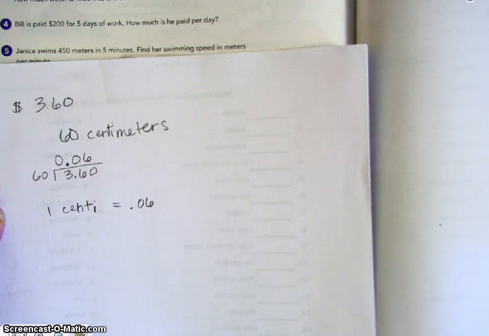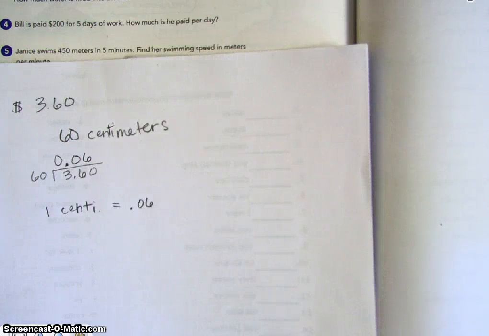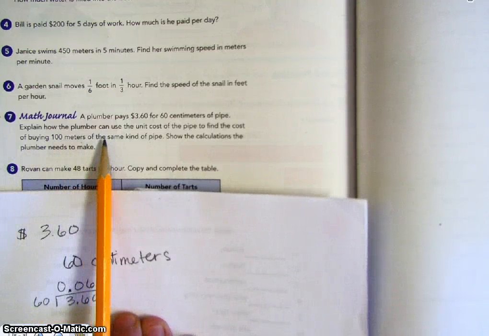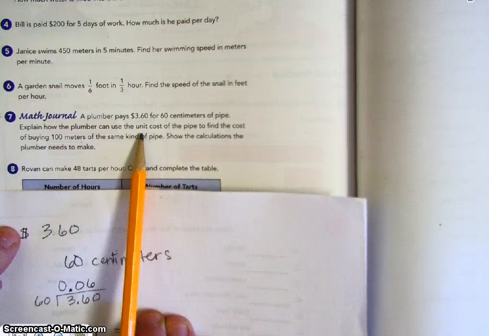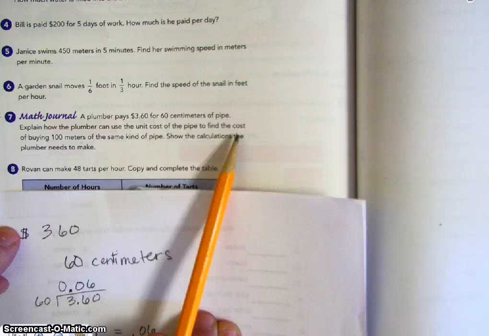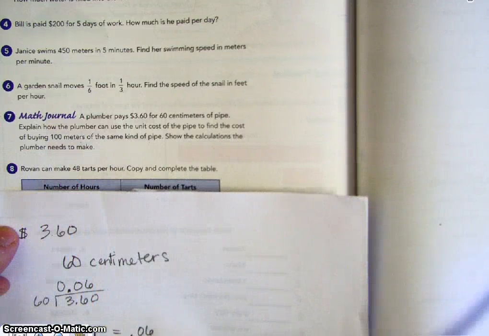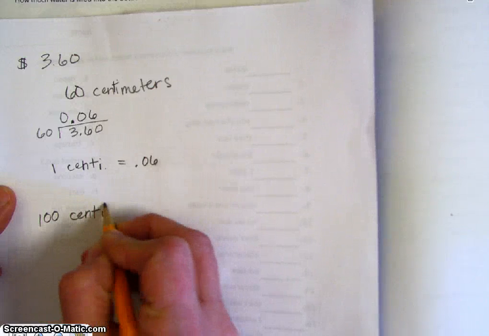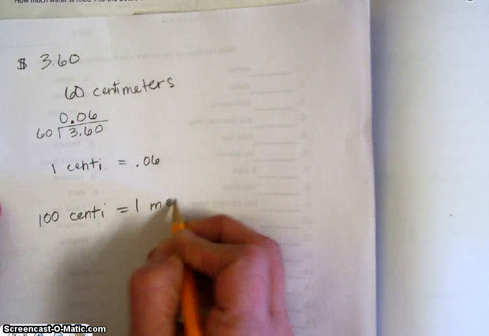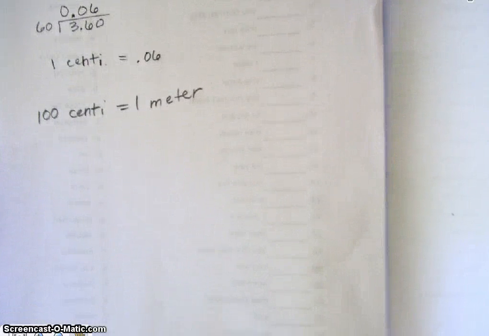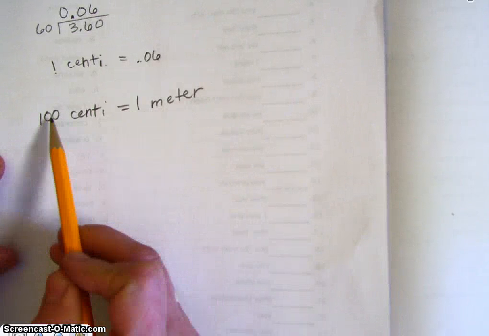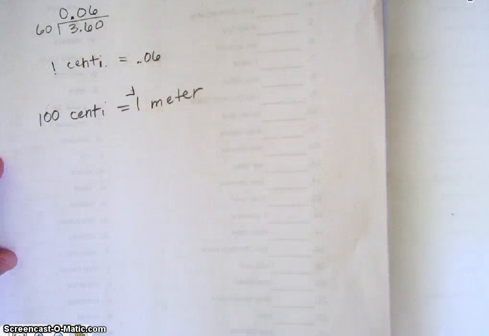Now that we know that, the question, if you look at number 7 in your book, is not how much each one costs, but to explain how he can use that unit cost we just figured out, 6 cents for 1 centimeter, to find the cost of buying 100 meters. We already talked about this morning how if there are 100 centimeters in 1 meter, then what we would do is take what we found for 1 centimeter and multiply it by 100 to make that number for 1 meter.